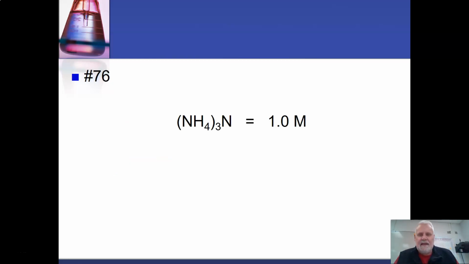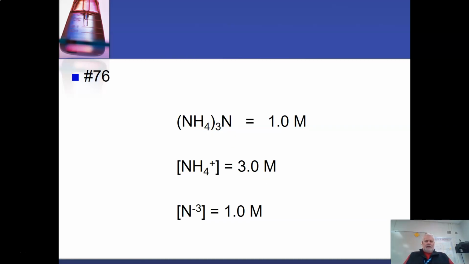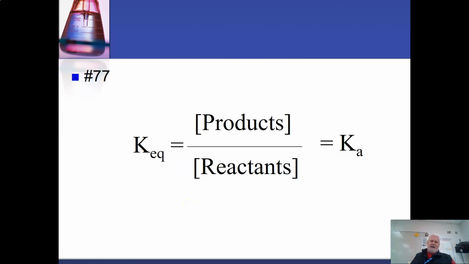Number 76, a little bit of a tricky one here. If you have 1 molar concentration of (NH4)3N, the actual concentration of the NH4 is 3 times that amount, because there's 3 of these, and then you would have 1 molar concentration of the nitrogen. It's an important concept. If you have 1 car, you have 5 tires, including the spare. It doesn't mean it's just a smaller part of your car. So that's what this is referring to, and that'll really help you there.